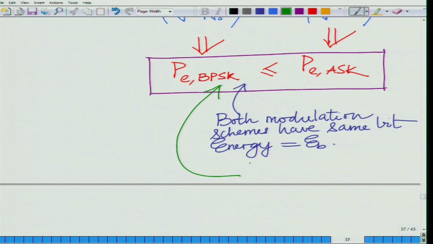The comparison has to be fair, because if one of them has a higher bit energy, naturally the bit error rate is going to be lower. So what we are doing is maintaining a constant average bit energy across the schemes and comparing the bit error rate performance.